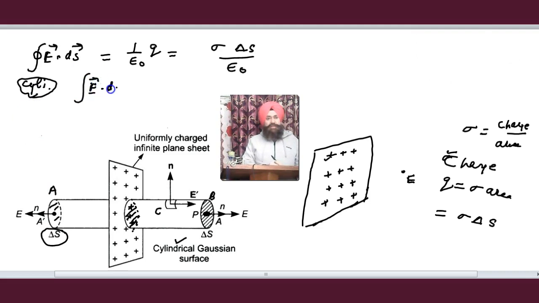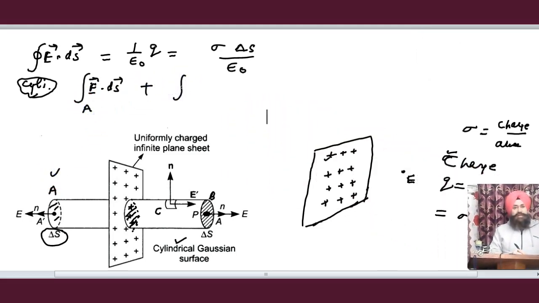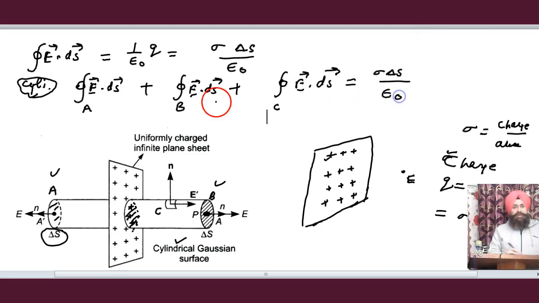The integral of E dot dS over the closed surface at A, plus E dot dS over the closed surface at B, plus E dot dS over the closed surface at C, where C means the curved surface, is equal to, on the right hand side, sigma delta S upon epsilon naught.